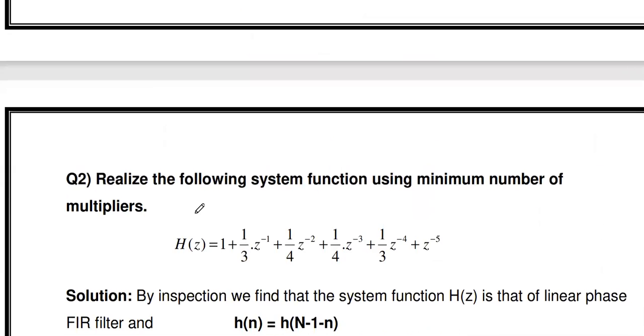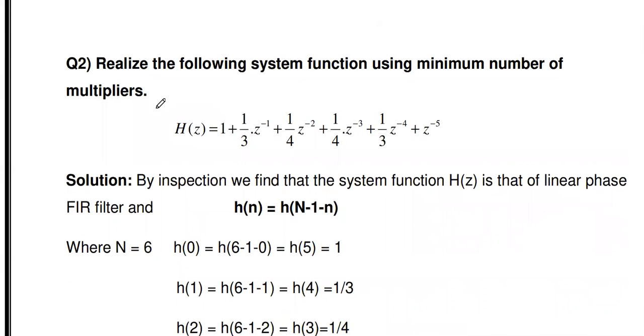Okay, then we will see one more problem. Realize the following system function using minimum number of multipliers. Sometimes the question may be, instead of asking for linear phase realization, they mention realize the following system function using minimum number of multipliers. Okay, if it says minimum number of multipliers, we should automatically know that it is a linear phase realization.